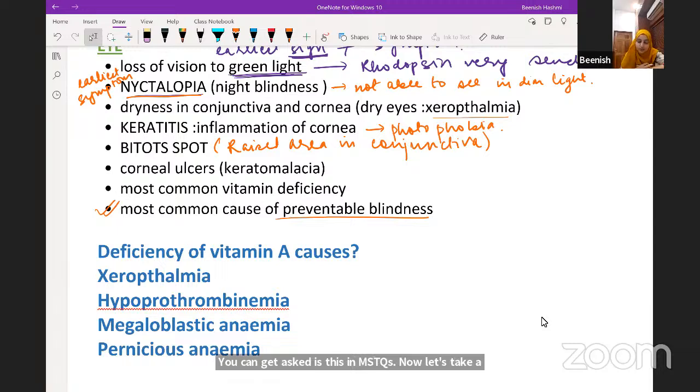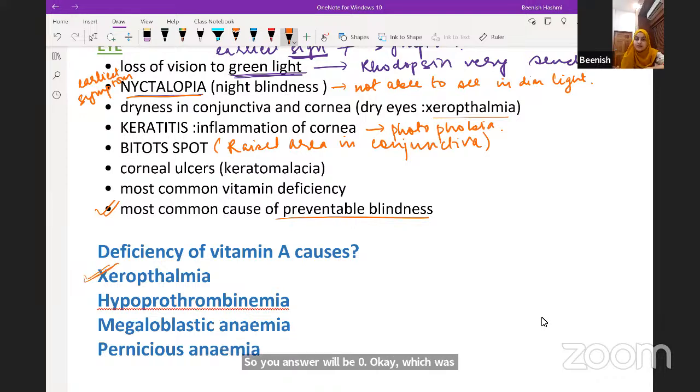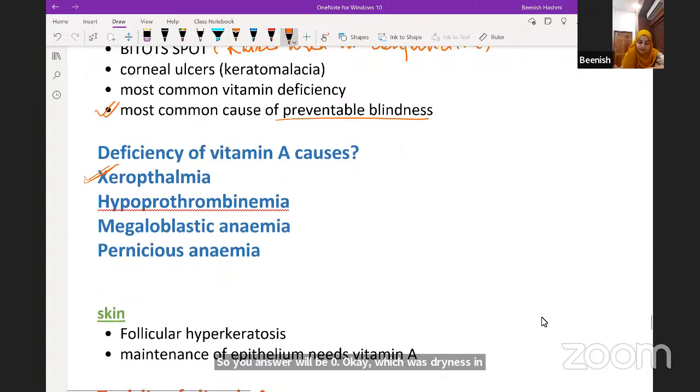Now, let's take an MCQ before moving forward. Deficiency of vitamin A causes xerophthalmia, hypoprothrombinemia, megaloblastic anemia, pernicious anemia. So your answer will be xerophthalmia, which is dryness in the conjunctiva and cornea.